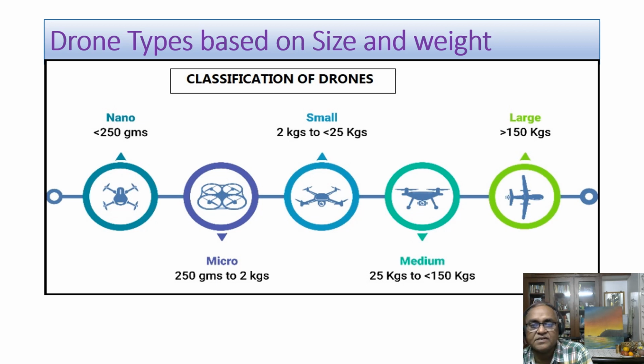After technology based classification of drones, we will see how the drones are classified as per their weight. The drone classification based on their weight is given here in the slide. They start from the small size known as nano, less than 250 grams, followed by micro, small, medium, and large, as indicated in the slide.